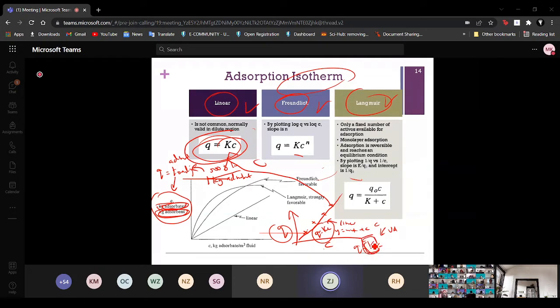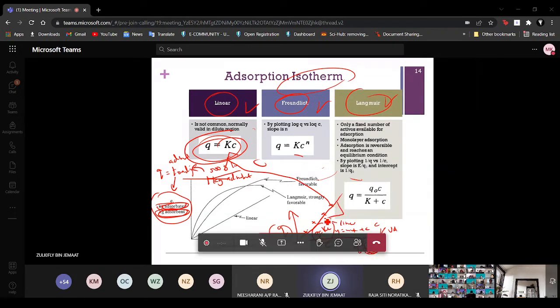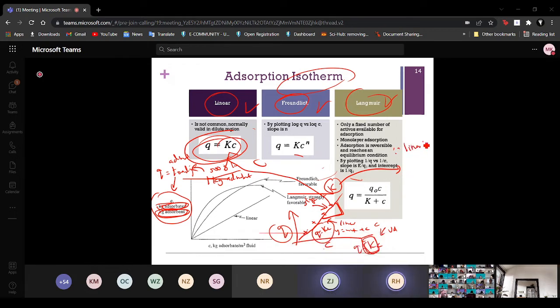So how to find the K? If it is linear, you need to find the slope. The slope here is equal to the K value. So when you answer those questions, you need to say that finally it's a linear isotherm, and the equation for linear is Q equal to the value of K times C. Put the value of K that you obtain from the slope. So that is how you give a final answer.